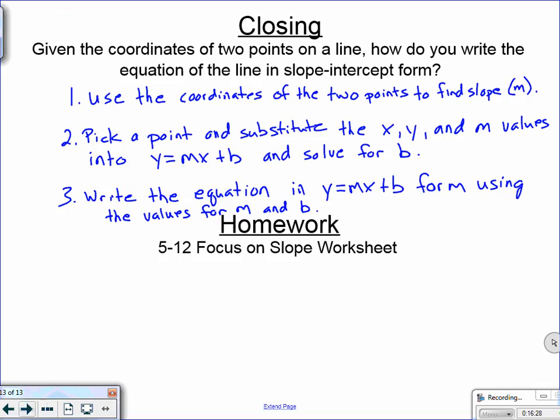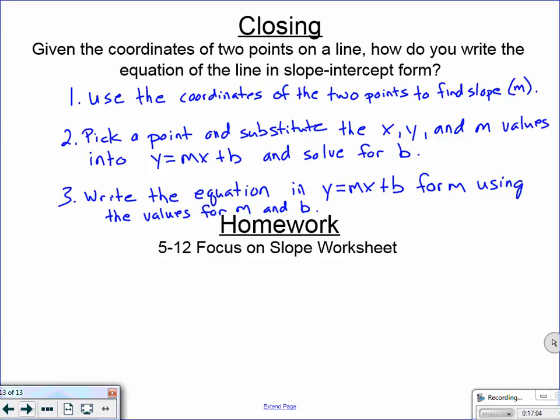Okay, and lastly here, if you're given the coordinates of 2 points on a line, how do you write the equation of the line in slope-intercept form? Just keep it to 3 steps. Step 1 is basically you're going to find the slope. You use the coordinates of the 2 points to find the slope. That's your y2 minus y1 over x2 minus x1. The second step is pick one of those points and substitute the x and the y value and the m value for slope into y equals mx plus b, and you solve for b.